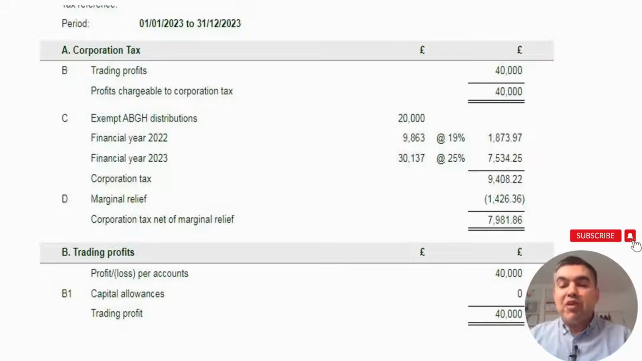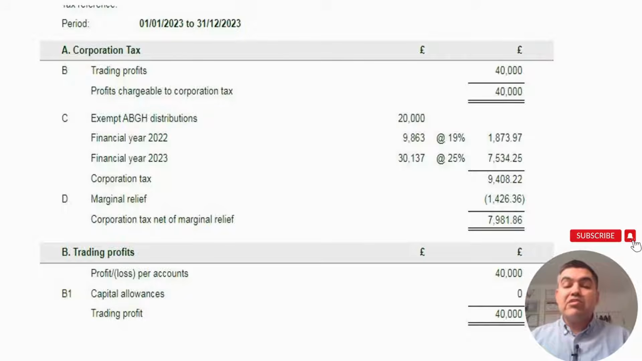So the apportionment of profit, so taxable profit is 40,000. Remember, the dividend is not subject to corporation tax, it is only there to find out the augmented profit, which will help you to establish whether you need to calculate marginal relief or not. Yes, you need to, because the augmented profit exceeds 50,000 and is less than 250,000. So it's between 50,000 and 250,000. So in this case, you need to calculate marginal relief.